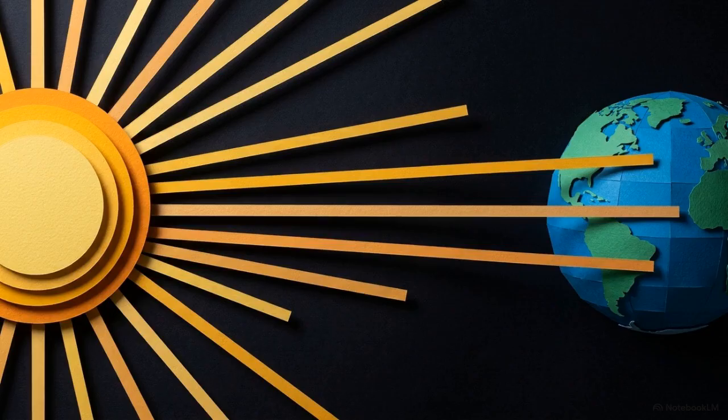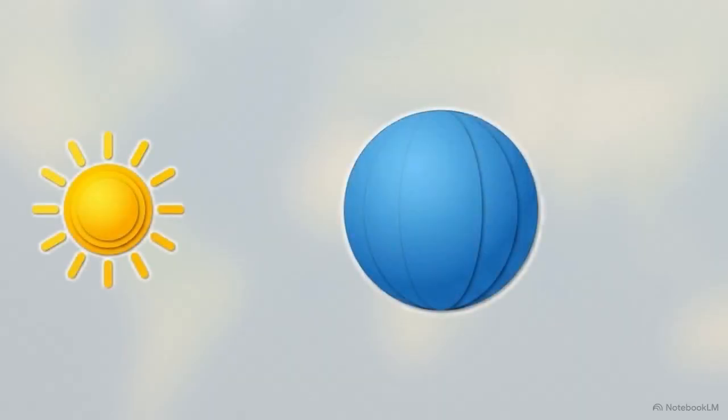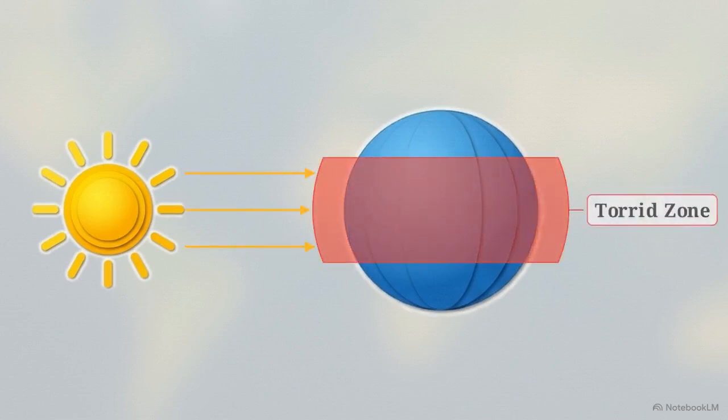Our horizontal grid does one more highly useful thing. It predicts the climate based on how much direct sunlight hits different parts of the planet. Look closely at this diagram showing sunlight hitting the Earth. Notice how the sun's rays hit the center directly. This thick band around the equator is called the torrid zone, the hottest area on our planet.